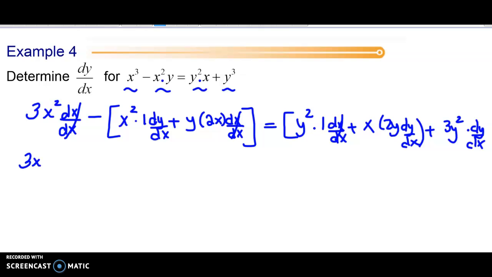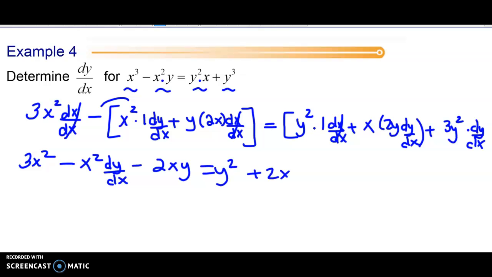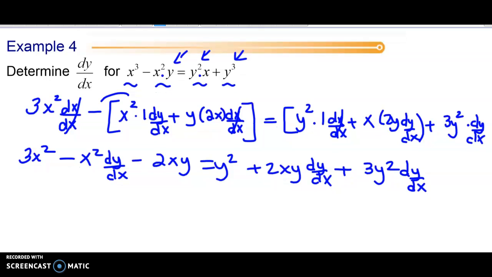So we have left 3x squared. We'll distribute our negative through. So we have minus x squared dy/dx. Subtract 2xy equals, we have a y squared. We have a 2xy dy/dx. And we have a 3y squared dy/dx. So you notice we have 3 dy/dx's, and that's because we had 3 variables of y in the original.